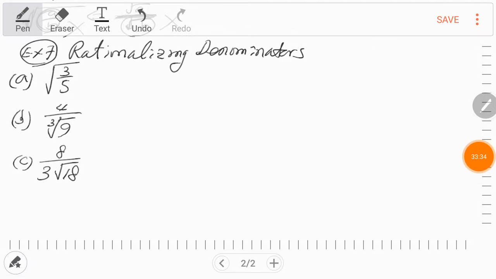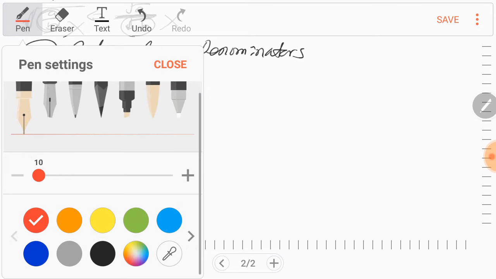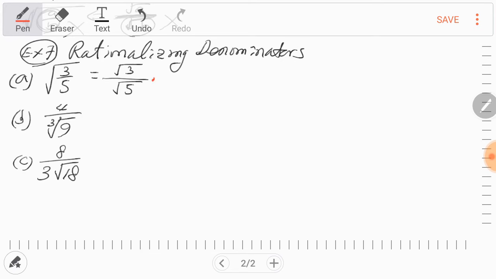In this example, we will simplify these radical expressions by rationalizing the denominators. This means we don't allow fractions in the radical. So we have to separate the numerator and denominator with the same radical, square root. And then we don't allow square root of 5 in the denominator. So how do we get rid of this one? Multiply both top and bottom by square root of 5.